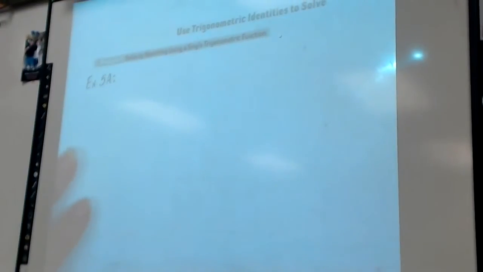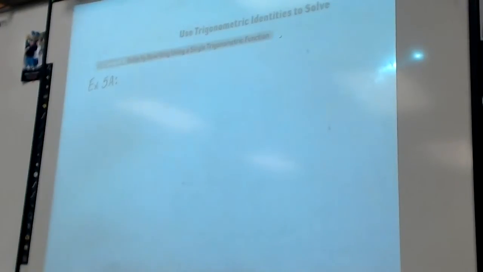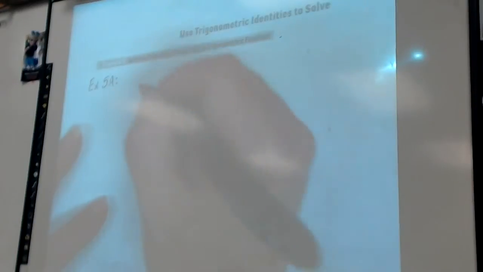Example 5A. And like I say, I normally don't do near this many examples, but you need a good bank or set of examples. So this time we're going to be doing some rewriting with our identities. So you might want your identities out too. I was wondering why we were doing example 6. 2 cosine squared x minus sine x minus 1 equals 0.